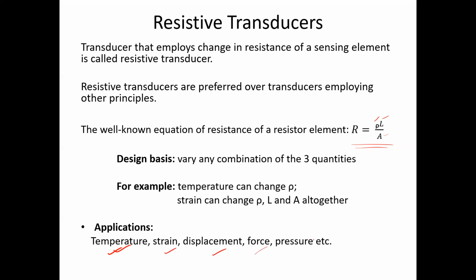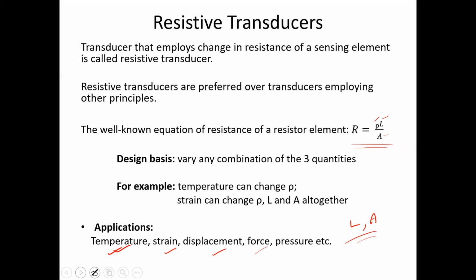So in most of the cases for temperature measurement, resistive transducers are used, and also for strain, displacement, force, or pressure. These different resistive transducers are often used because for any force, strain, or stress, along with the resistivity, the length and the cross-sectional area will also change. So for these changes, the resistive transducer can be incorporated to measure the force, pressure, displacement also.